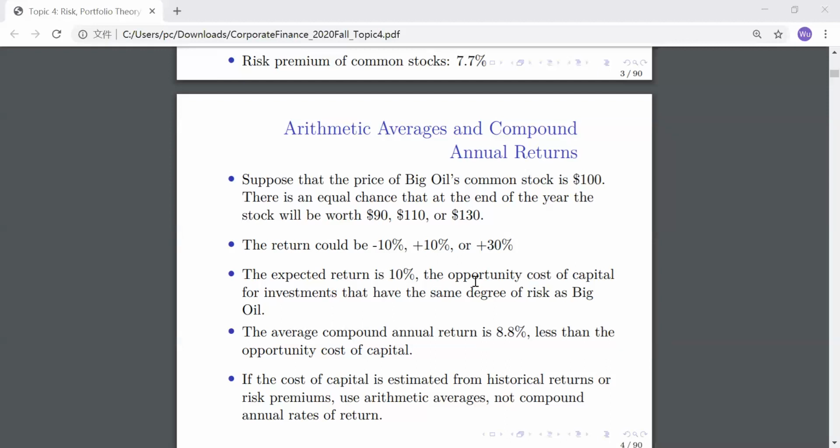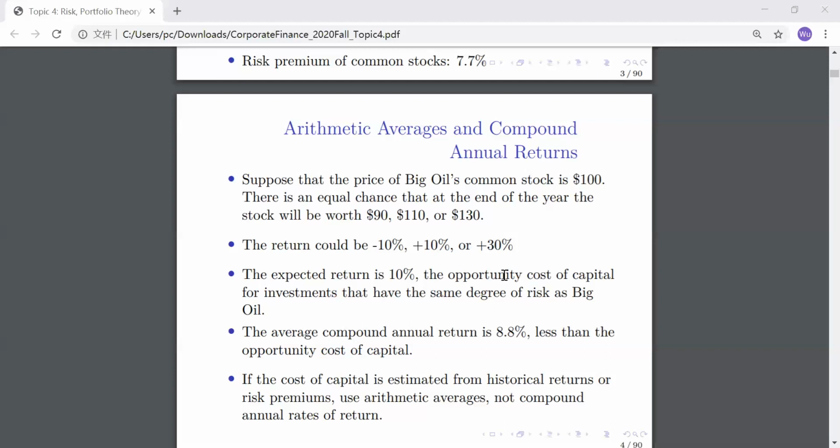In that case, the opportunity cost of capital for an investment with the same risk as Big Oil is the opportunity cost of capital for this particular firm. If you calculate the simple arithmetic average, this is the 10% that you get. If you calculate the compound average, it's going to be 8.8%. Now you can see that if you use the compound average, that's less than the opportunity cost of capital.